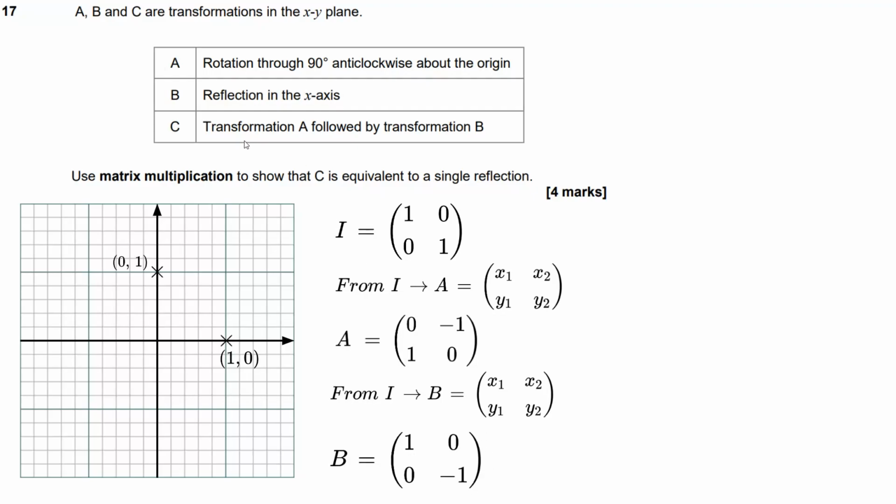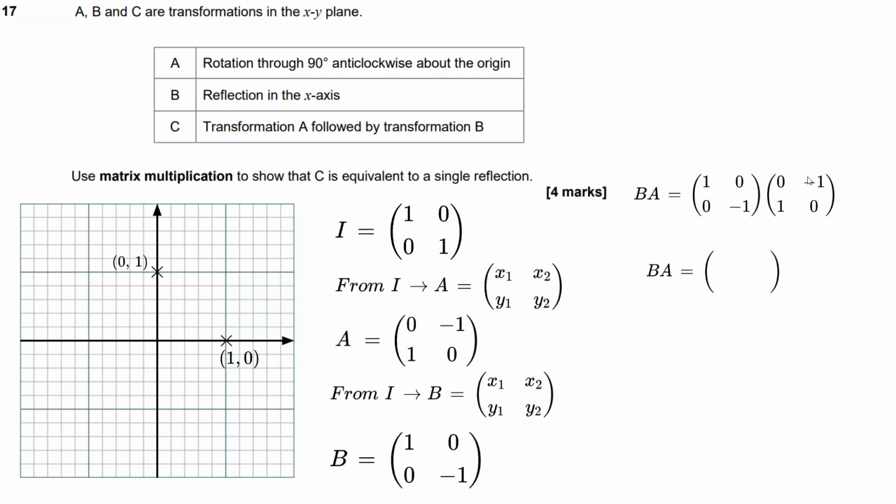And then it's saying C is transformation A followed by transformation B. Whenever you see this, it just means B multiplied by A. So just do B multiplied by A. This multiplied by that. You should know how to multiply matrices. If you don't, I'll just quickly go over this.